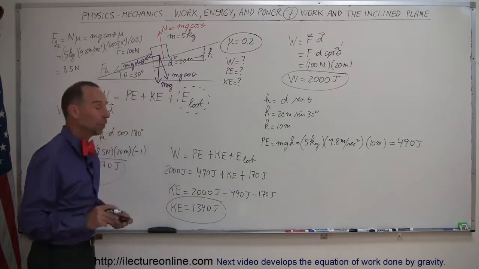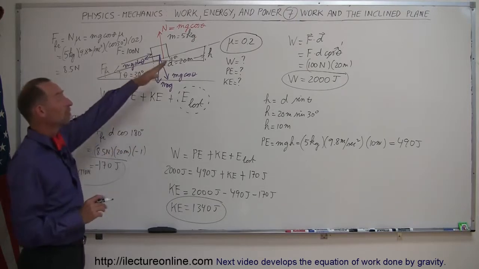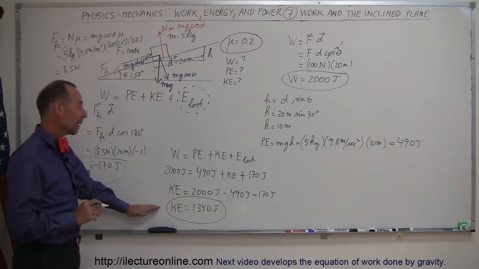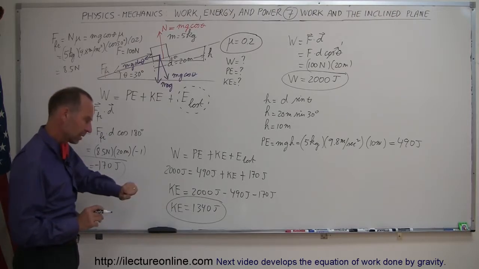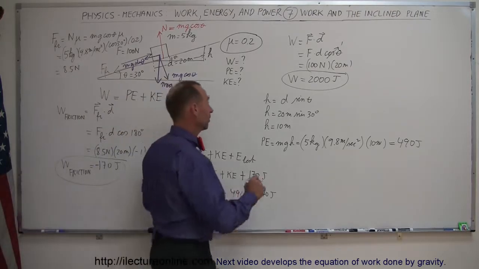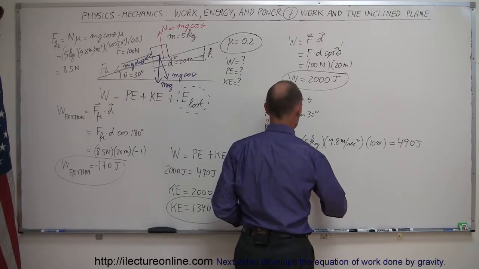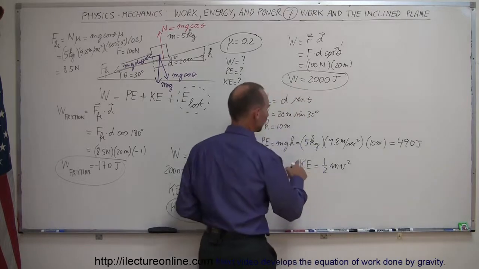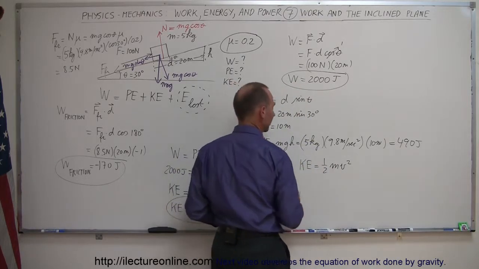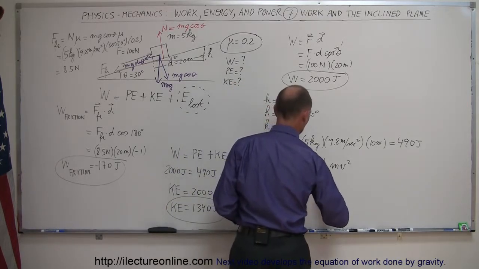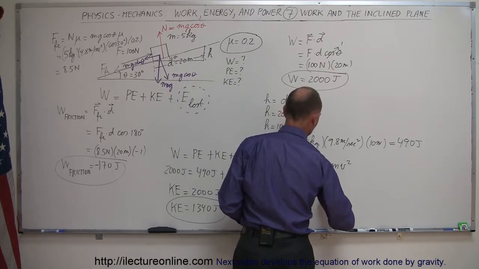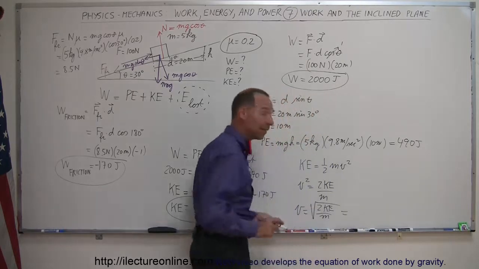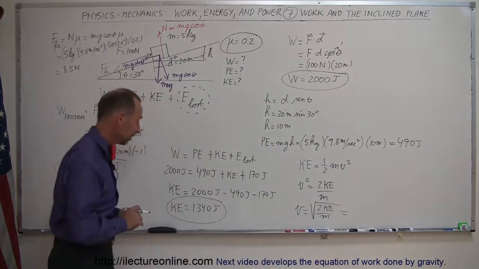Now, at this point, let's say I want to know what my final velocity is of the object when it reaches a distance of 20 meters. Since I now know my kinetic energy, and this quick calculation, I think I did that correctly, I can say kinetic energy is equal to 1/2 mv squared. So multiplying both sides by 2 and dividing both sides by m, I get v squared is equal to 2 times the kinetic energy divided by the mass, which means the velocity is equal to the square root of that.